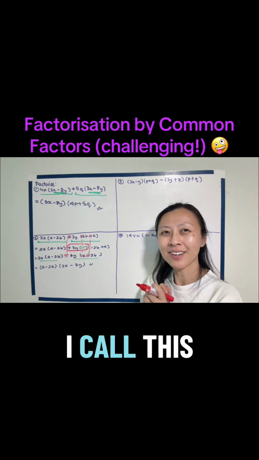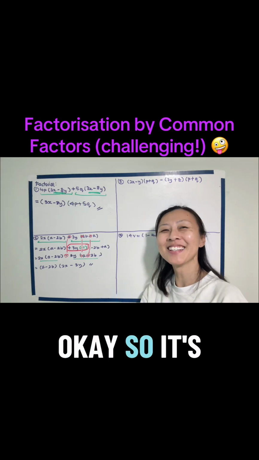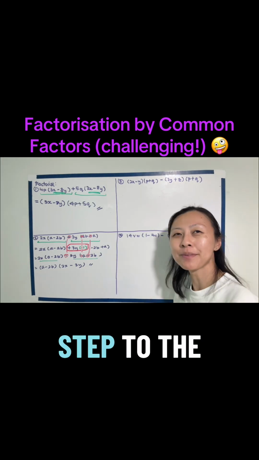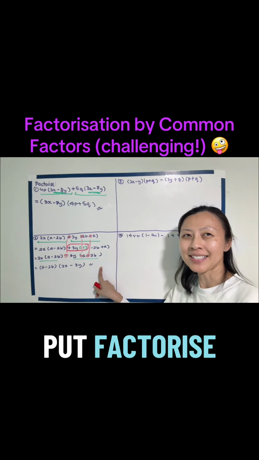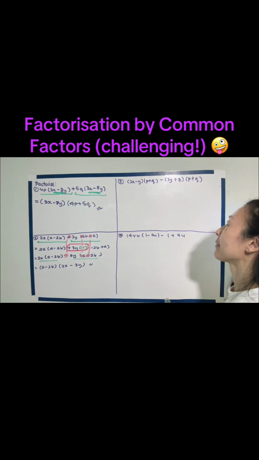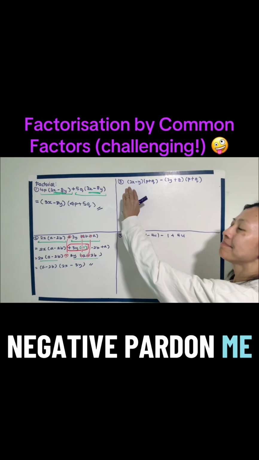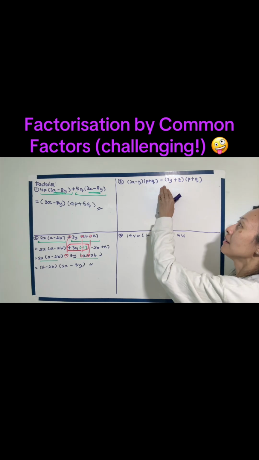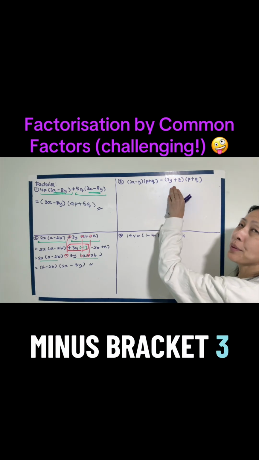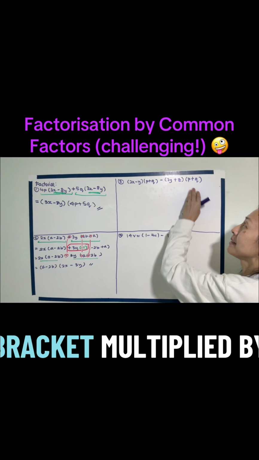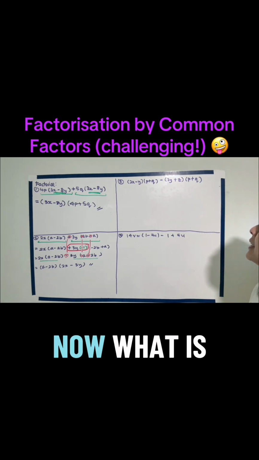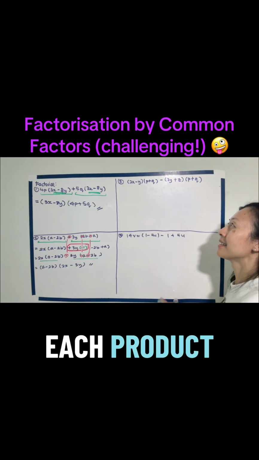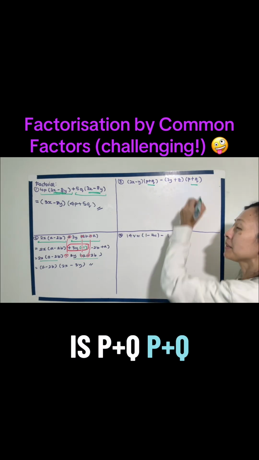Between me and my students, I call this magic. It's our secret code. So from here we can jump from the first step to the third step, and thereafter we could factorize. Let's take a look at the third example. Bracket 2x minus y multiplied by p plus q, minus bracket 3y plus z, close bracket, multiplied by p plus q. Now, what is common here? You realize that within each product, what is common is p plus q.